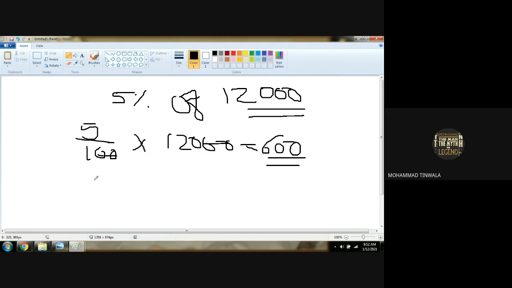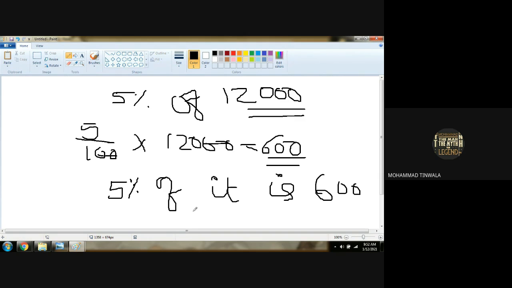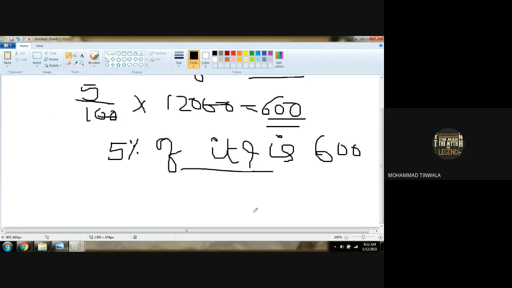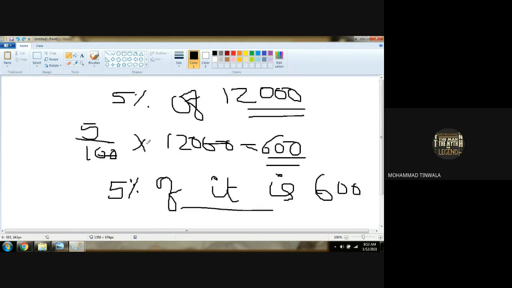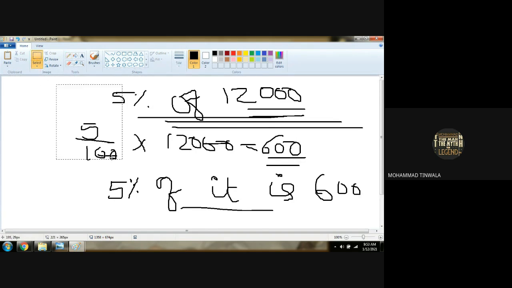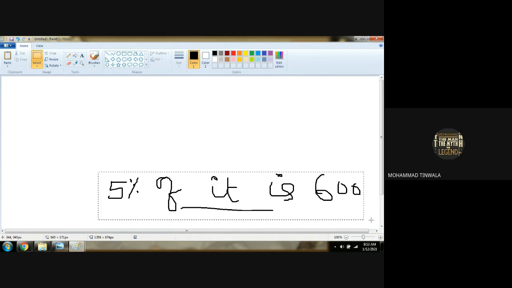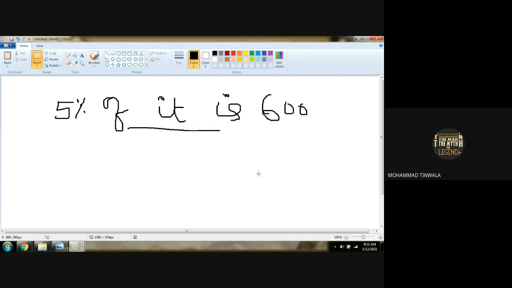But then 5%, we studied this also. 5% of it is 600. We don't know the actual amount. So in this we used to put a question mark, right? Yes or no? We used to find this statement this way. I explained a lot during the explanation. Now I am not here to waste my time anymore. I already explained this to you 100 times. 5% of it is 600, which means we don't know the actual amount.